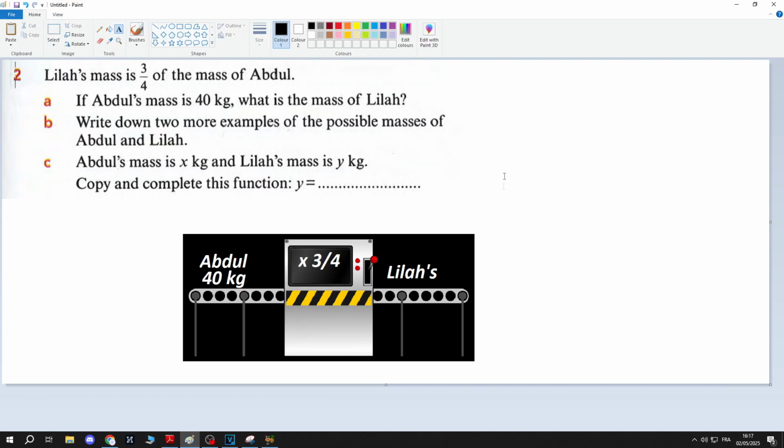So question 2 is a bit different. And it reads, Lila's mass is 3/4 of the mass of Abdul.